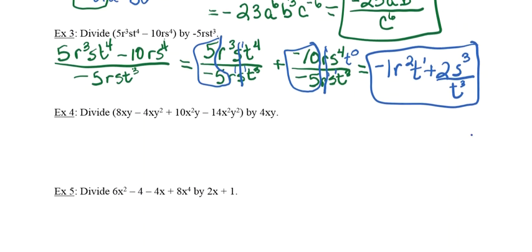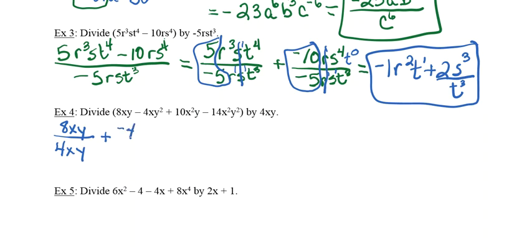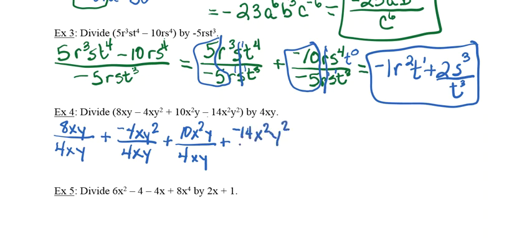On the next example, really I'm just doing it more than twice. I'm doing it 1, 2, 3, 4 times. Same process. So we're going to start by pulling them apart. 8xy being divided by 4xy. Again, I'm going to do the plus so I keep my signs with the number. Negative 4xy squared over 4xy plus 10x squared y over 4xy plus negative, staying with the 14, x squared y squared over 4xy.